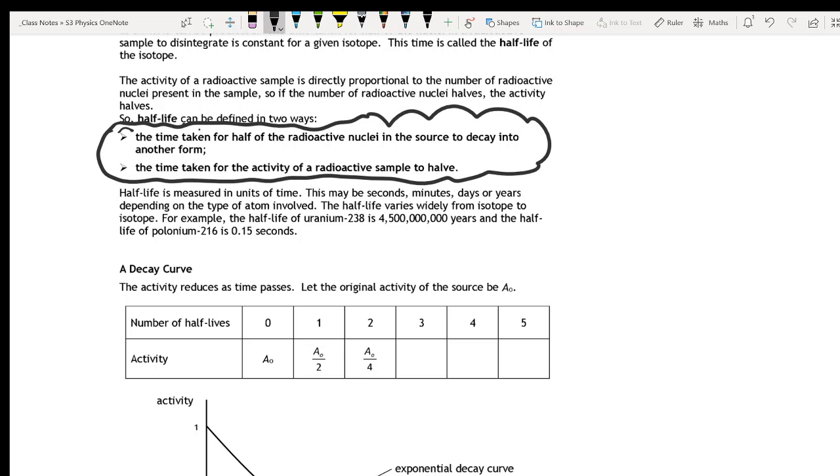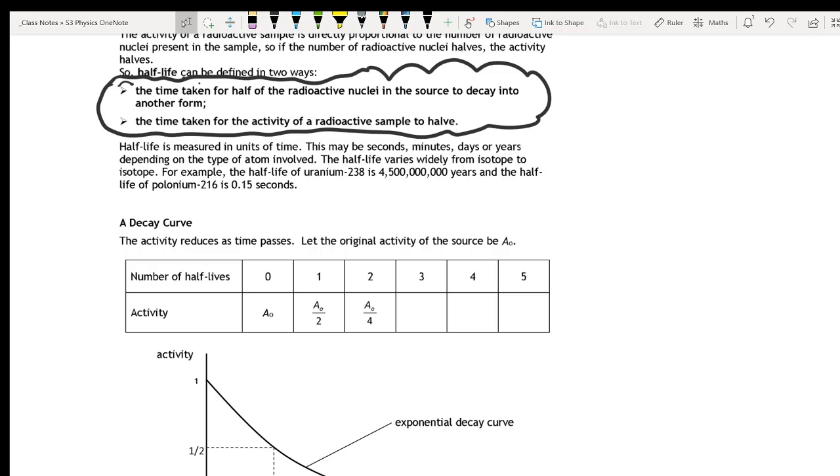So you could call it the time taken for half of the radioactive nuclei in the source to decay into another form. Or, I like this one just because it's slightly shorter, the time taken for the activity of a radioactive source to halve. And it's measured in units of time because it's the time taken for something to halve. And it could be seconds, minutes, days, years, and it all depends on what type of atom you're talking about.